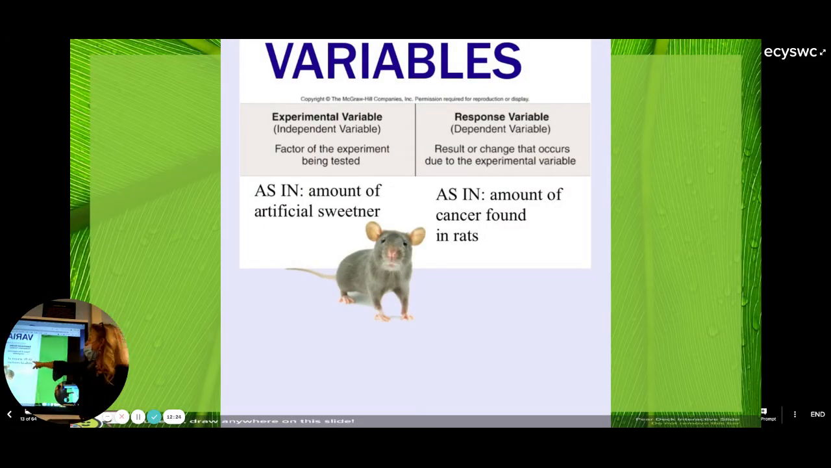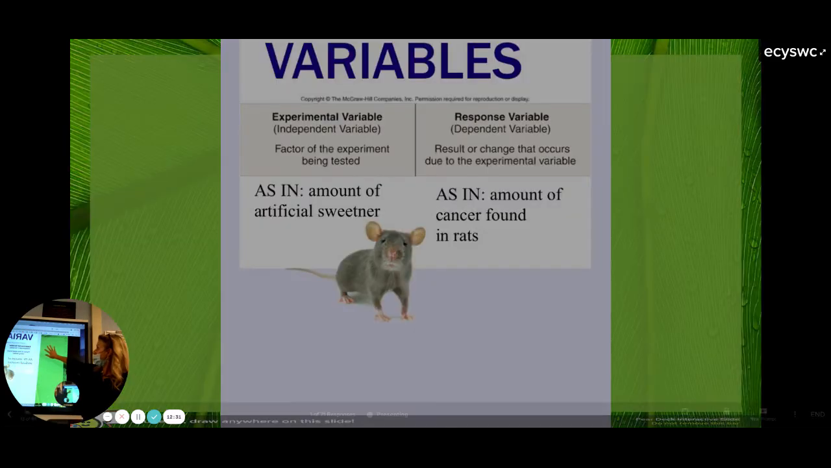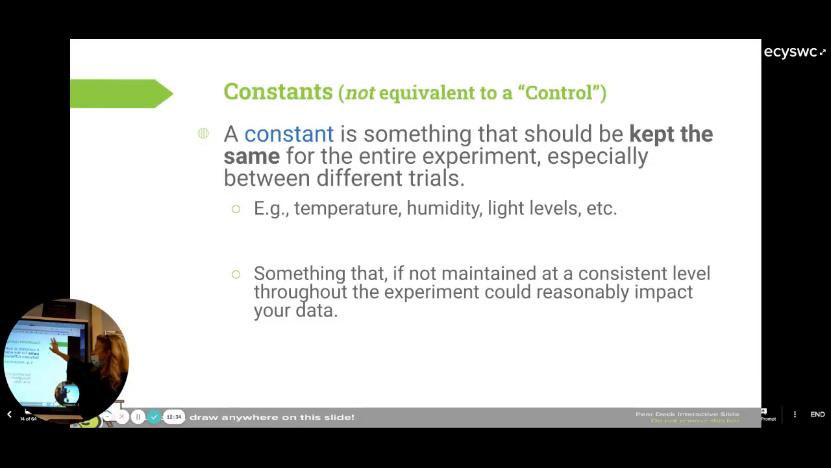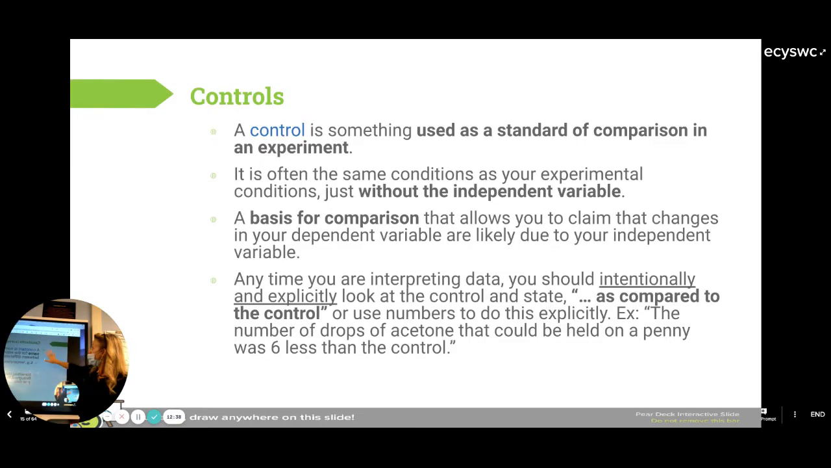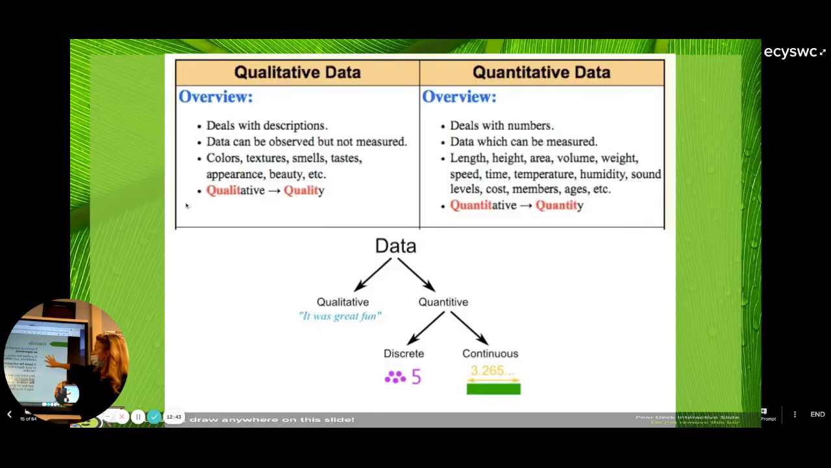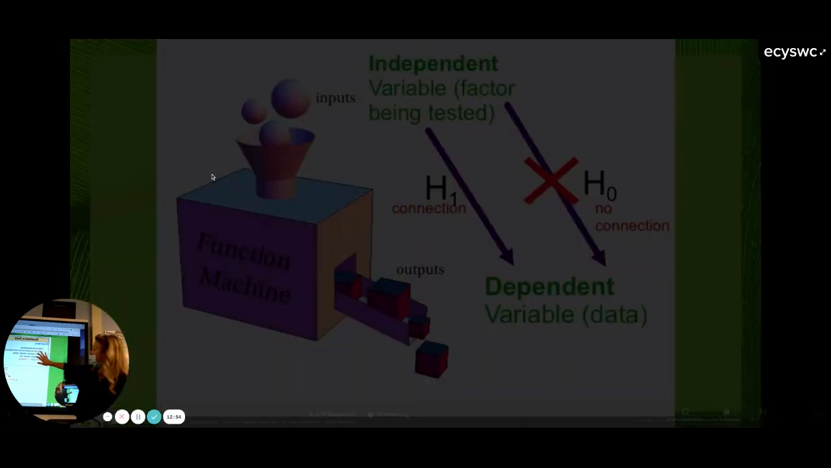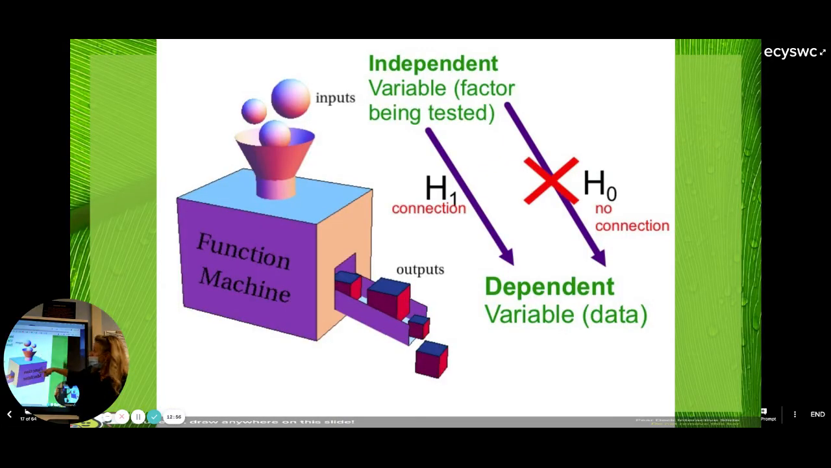Variables, we already talked about this. The independent variable I choose, another name for that is experimental variable. And then your dependent variable is your data. Constants, you're keeping everything the same. I think you're comfortable with that, but you can look back over this in this presentation and what controls are, right? Basis of comparison, quantitative versus qualitative. Quantitative, right? Qualitative is it's greener, it looked better, okay?